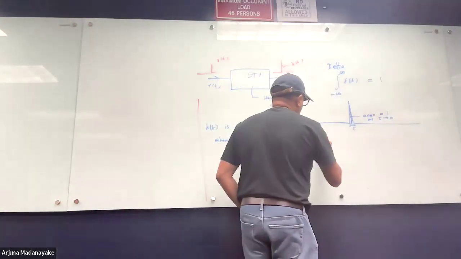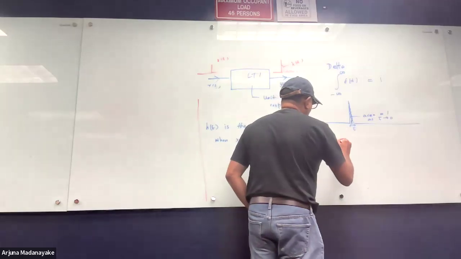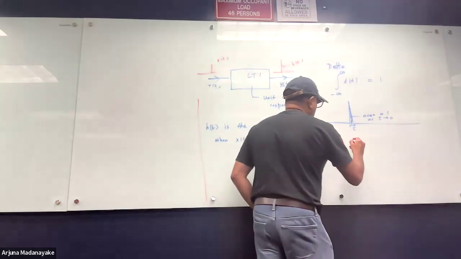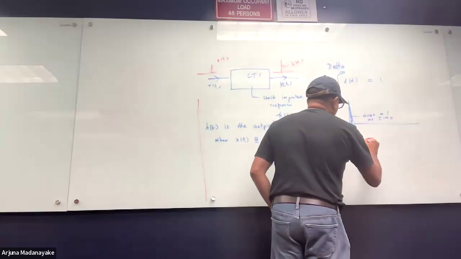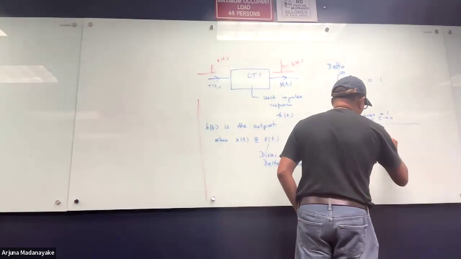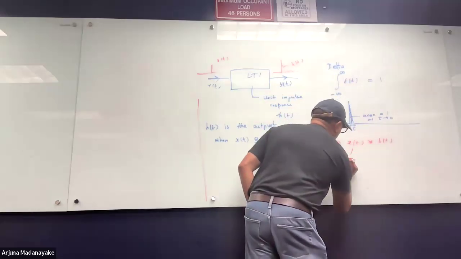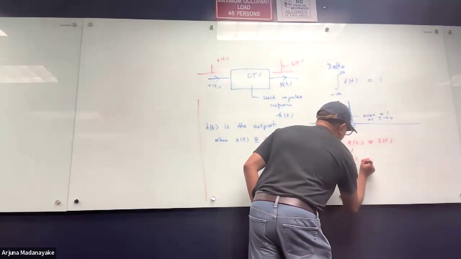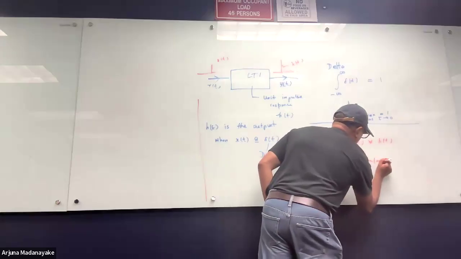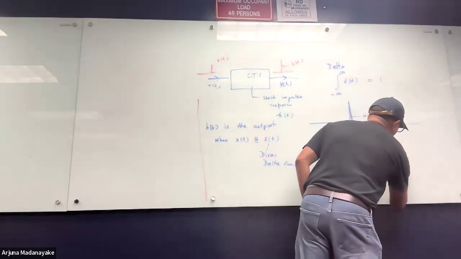So the output, we can prove this, but for now, just take it the way it is defined, as the convolution between the input. So this is my input waveform. And h of t is a property of the system.